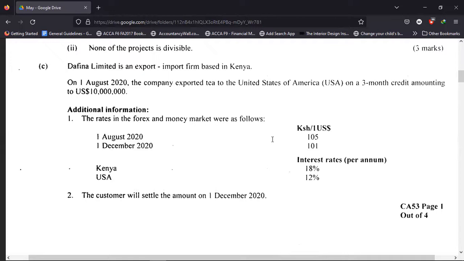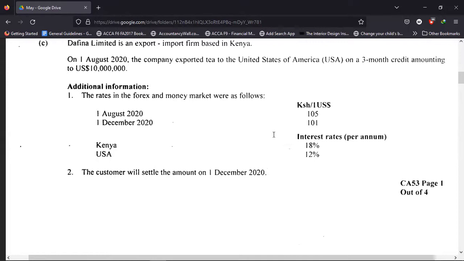Dafina Limited is an import farm based in Kenya. On 1st August 2020, the company exported tea to the United States of America on a 3-month credit amounting to $10 million. But additional information we are being told, the rates in the Forex and money market were as follows. In August, we are being given 105 Kenya shillings per US dollar.